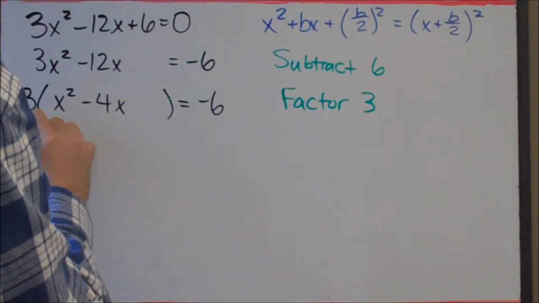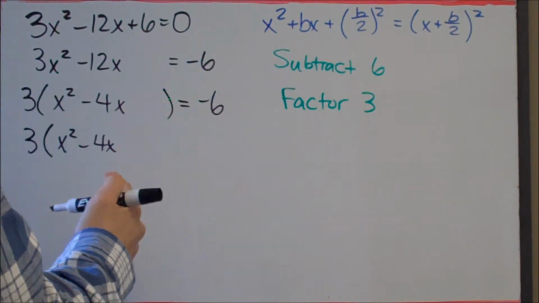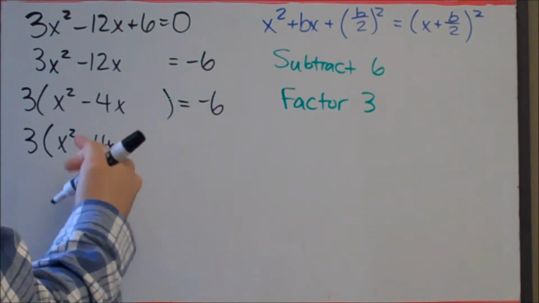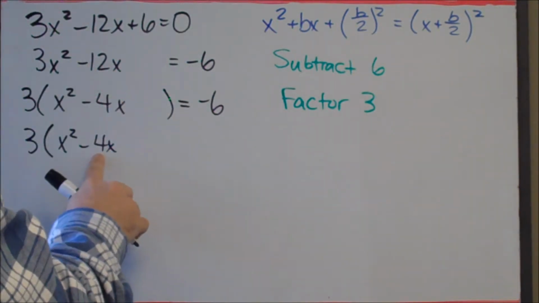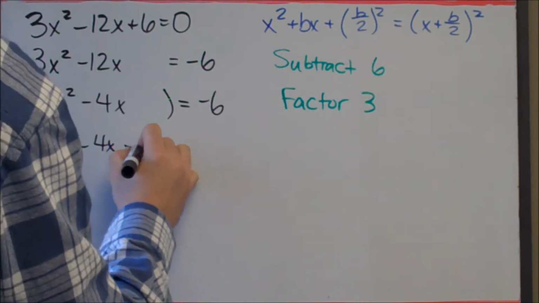So we need to have 3 times x squared minus 4x. So our b is negative 4. So if you divide negative 4 by 2, you get negative 2. And then you square it, you get a 4. So we're going to say plus 4.